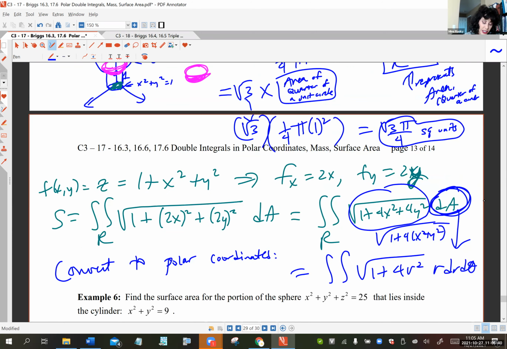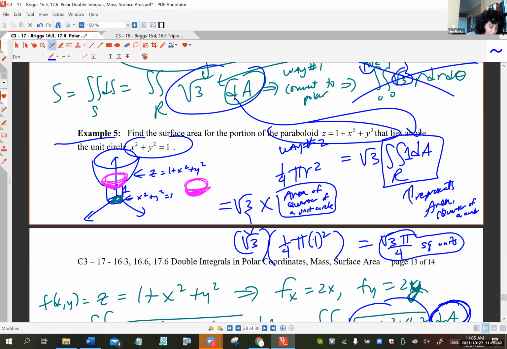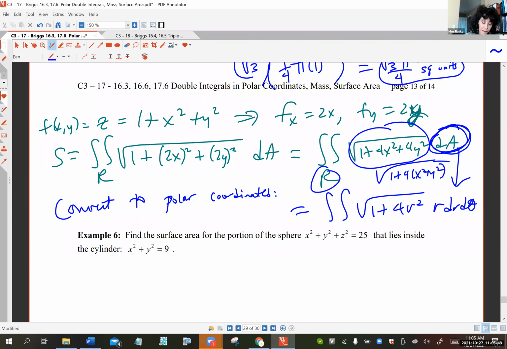And then what is the region of integration? The region of integration is down here in the xy plane, and it's just a unit circle centered at the origin. Then r is just going from 0 to 1, and theta is going all the way around one revolution, 0 to 2 pi. Let's go ahead and do this integration by hand.